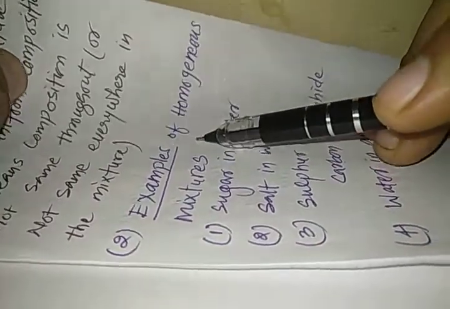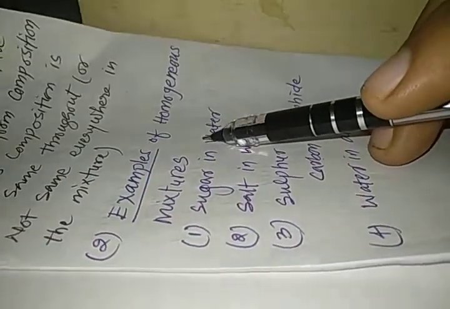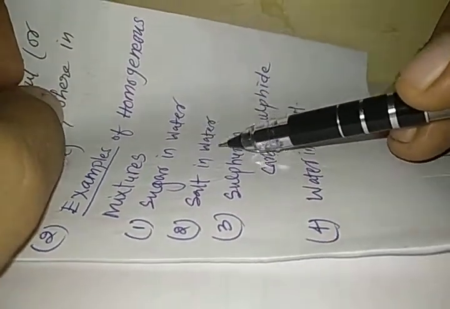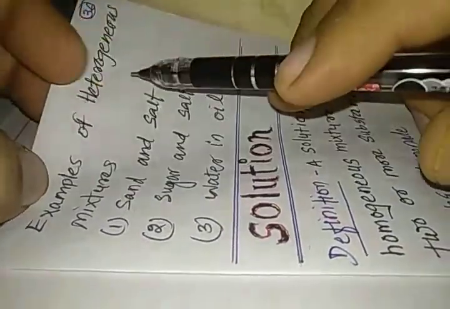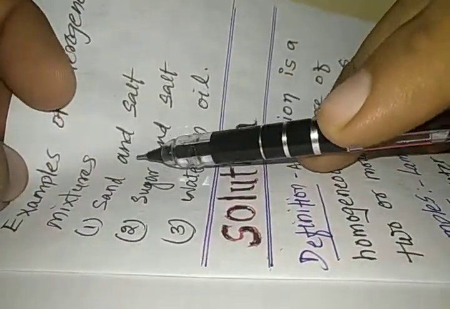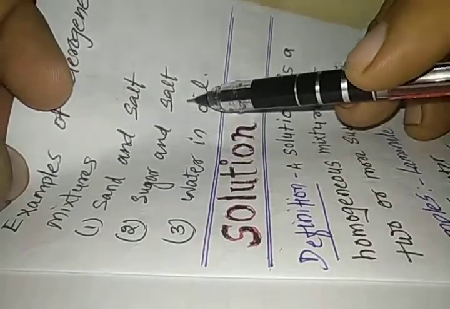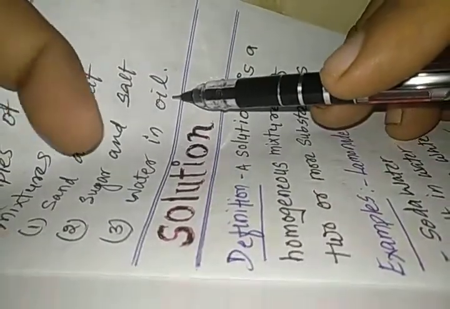The examples: a homogeneous mixture has examples like sugar in water, salt in water, sulfur in carbon disulfide, water in alcohol. And the examples of heterogeneous mixtures are sand and salt, sugar and salt, and water in oil.